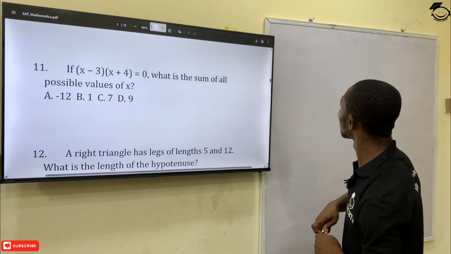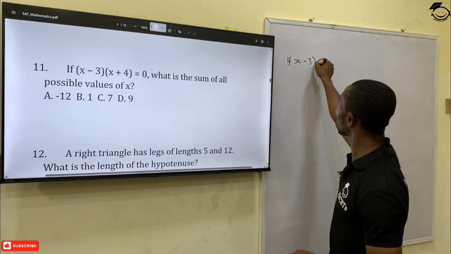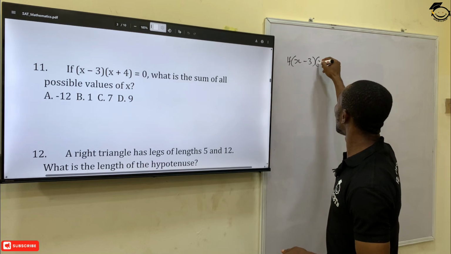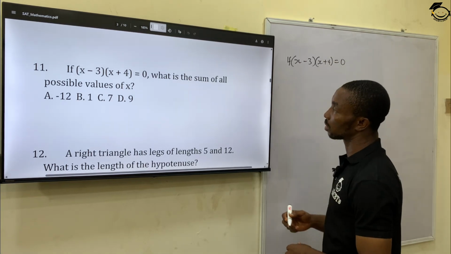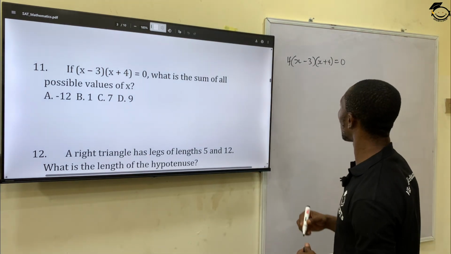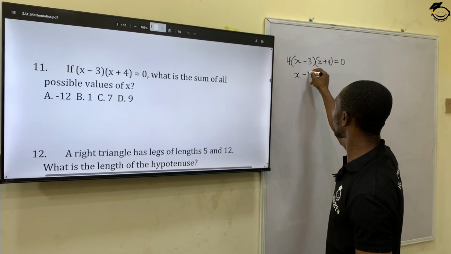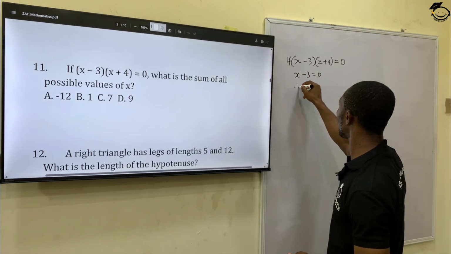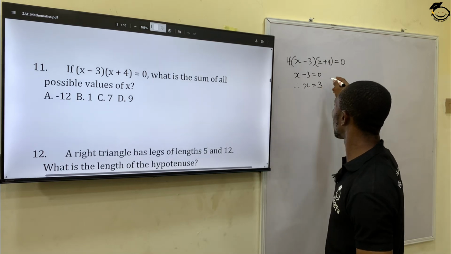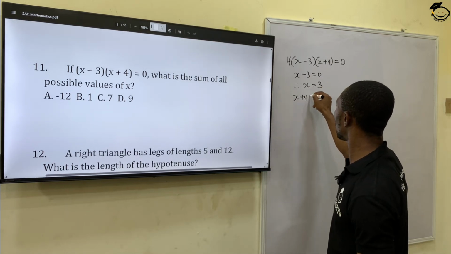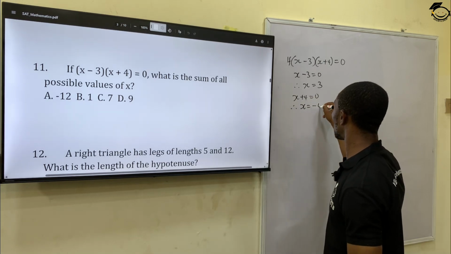If x minus 3, x plus 4 equals 0, what is the sum of all possible values of x? So for this, we have x minus 3 equals 0, so therefore x equals 3. And for this, it becomes x plus 4 equals 0, so therefore x equals minus 4.